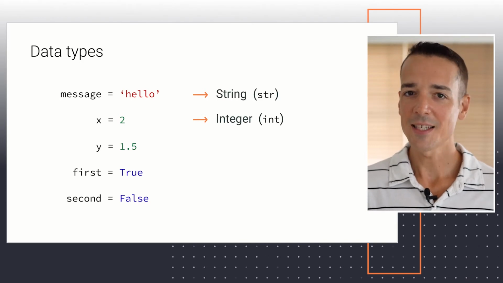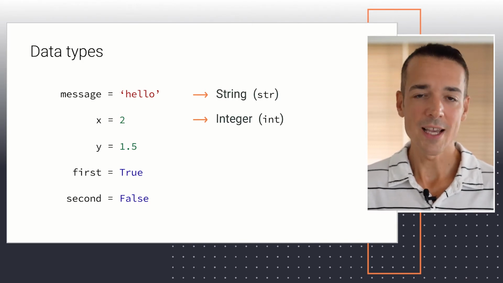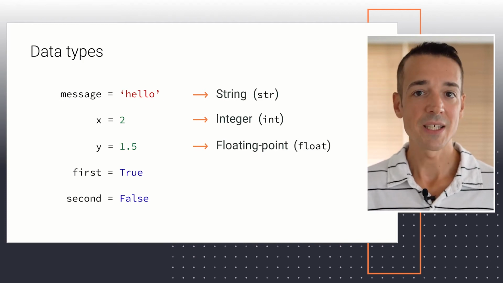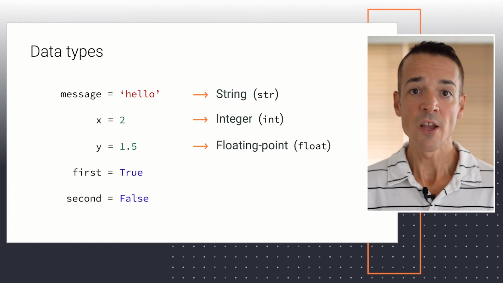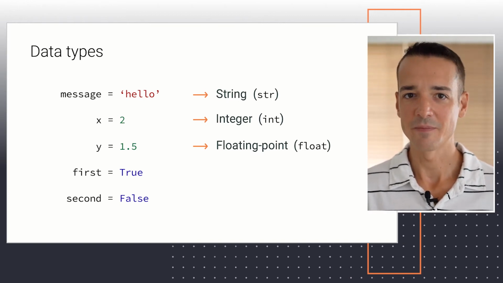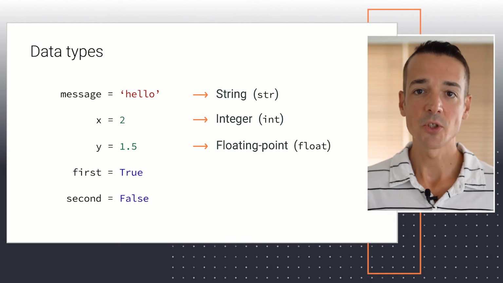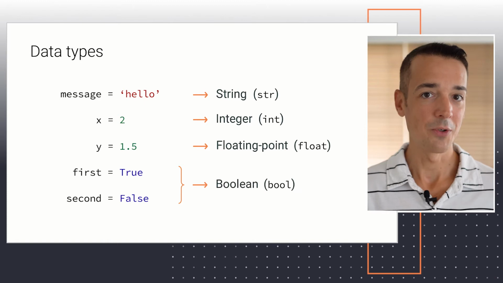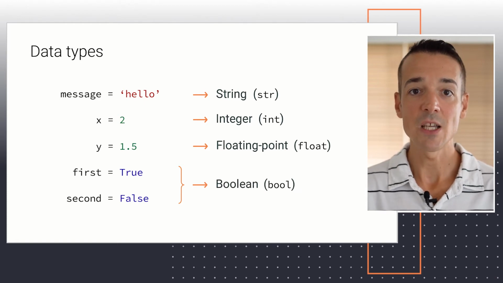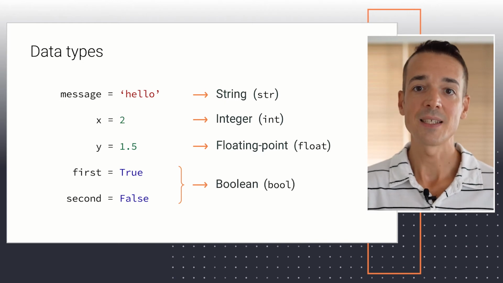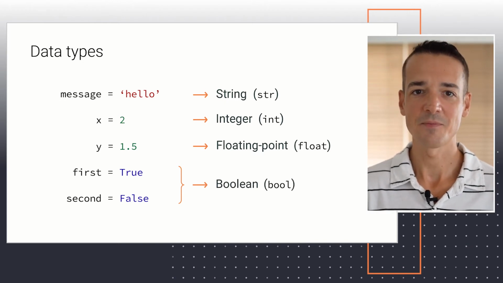Next, the type of variable y is called floating point, or float. Python distinguishes this from an integer from the presence of the decimal point in the number on the right. Finally, variables first and second are both Boolean values, or bool in Python, as deduced from the only possible Boolean constants, true or false, assigned in each case.